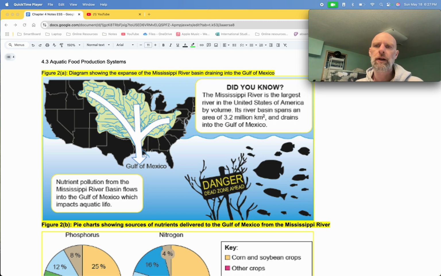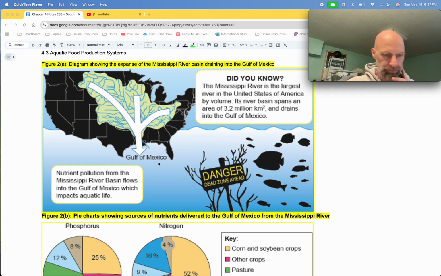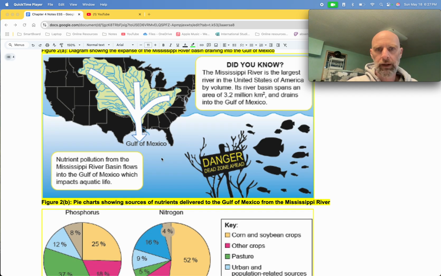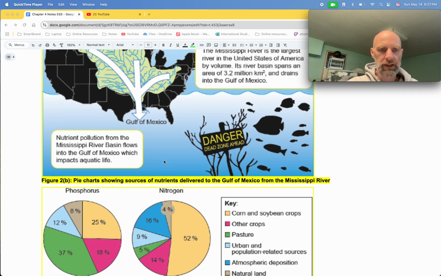4.3, aquatic food production systems. Figure 2, diagram showing the expanse of the Mississippi River Basin draining into the Gulf of Mexico. So that's basically the Gulf of Mexico because it all comes off of the Mississippi River, which has all these states that flow into it with all these water tributaries and whatnot. Yep, pretty cool. Let's look at this here.